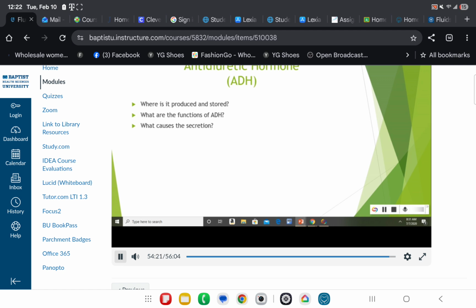So what causes the secretion of ADH? Changes in blood volume and changes in your serum osmolality. If you can, as you're listening to me, write these things down. If you have an increase in blood volume, you're going to have a decrease in ADH secretion. Keep in mind, if you already have an increase in blood volume, you don't need any more fluid in the body, so that decreases the amount of ADH that's produced.